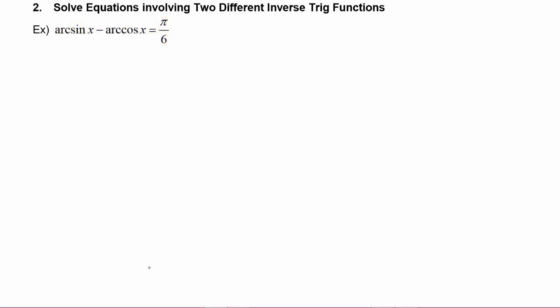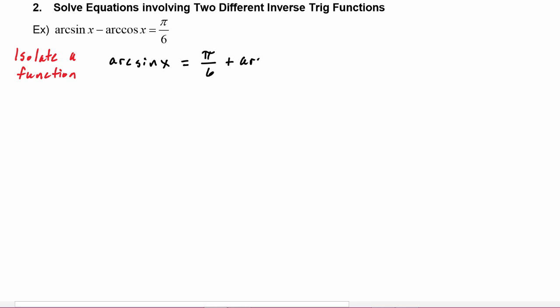So the technique here is first you will want to isolate one of the functions. I like to keep my variables positive, so I think I'll keep the arc sine of x on the left-hand side, and I will go ahead and put the arc cosine of x over on the right-hand side so that it becomes plus arc cosine of x.